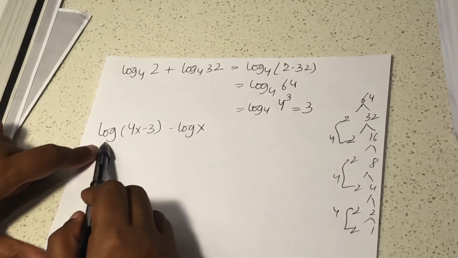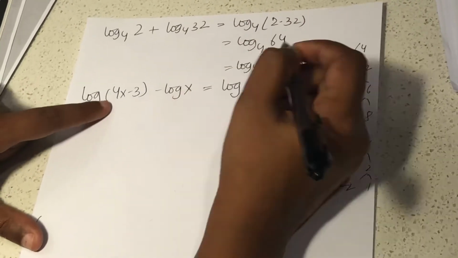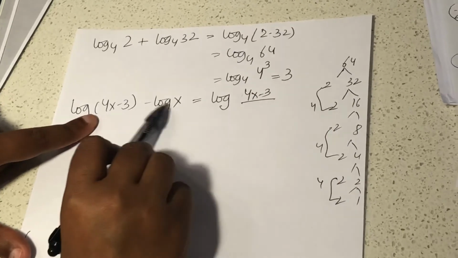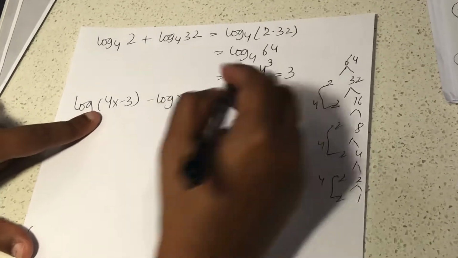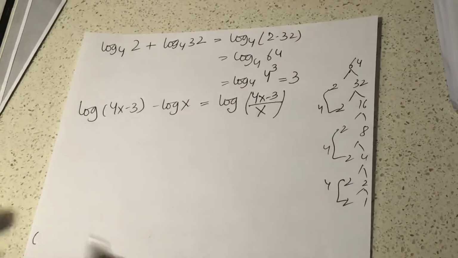How do we do it? You have this log, they're subtracting. So whatever is in the log before the minus, you write it on the top, and whatever is after that minus log x, you put it at the bottom. So that's how you do it, and you cannot simplify it further.